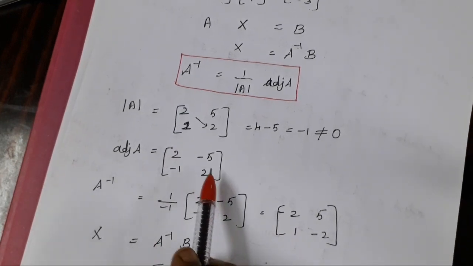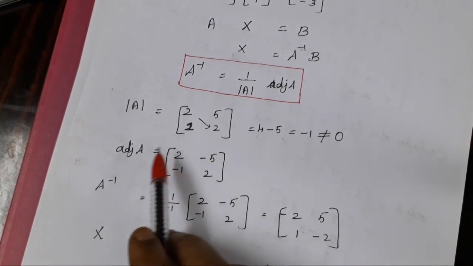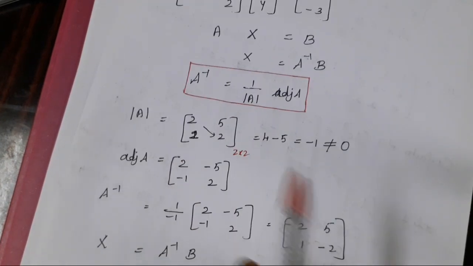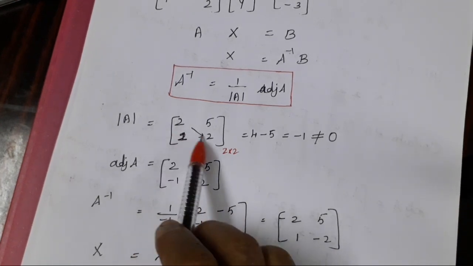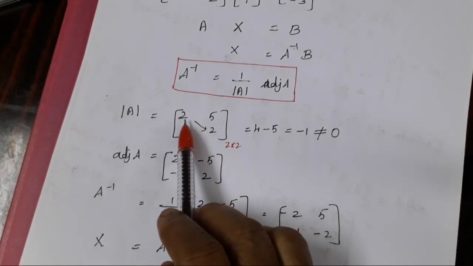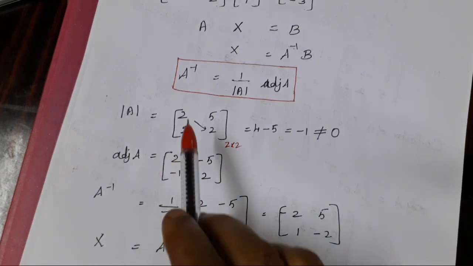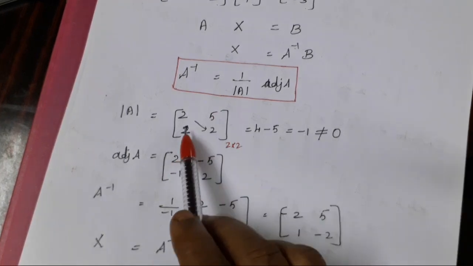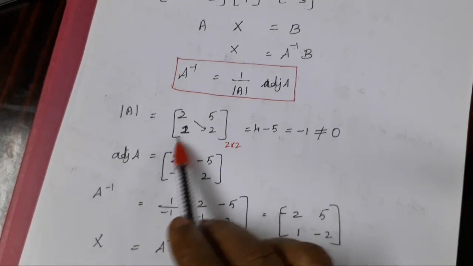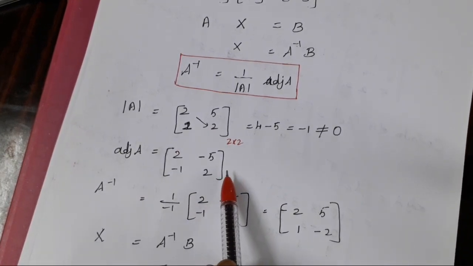So now the adjoint of A. First we find the determinant of A, next we find the adjoint of A. How to find the adjoint of A in a 2 by 2 matrix? Interchange the main diagonal. Both are having the same number, no problem, 2 coming. And see the other diagonal, 5 and 1: change the sign. So interchange the main diagonal, change the sign of the other diagonal. This is the concept to find the adjoint of A in a 2 by 2 matrix.